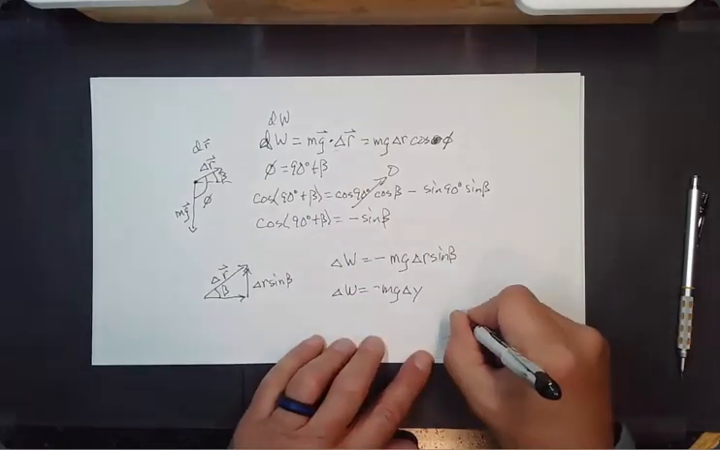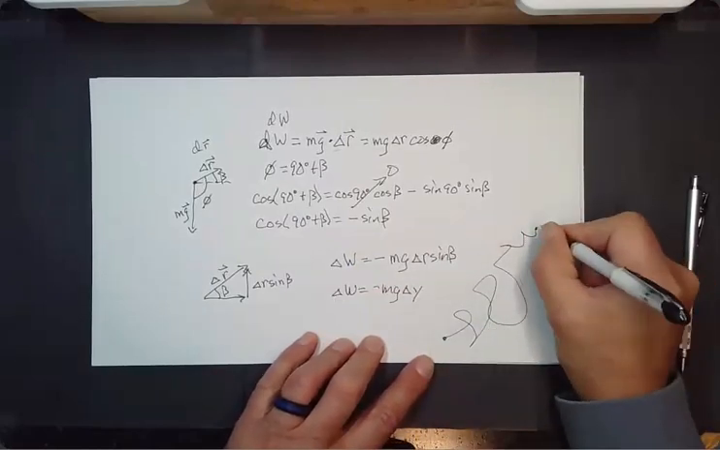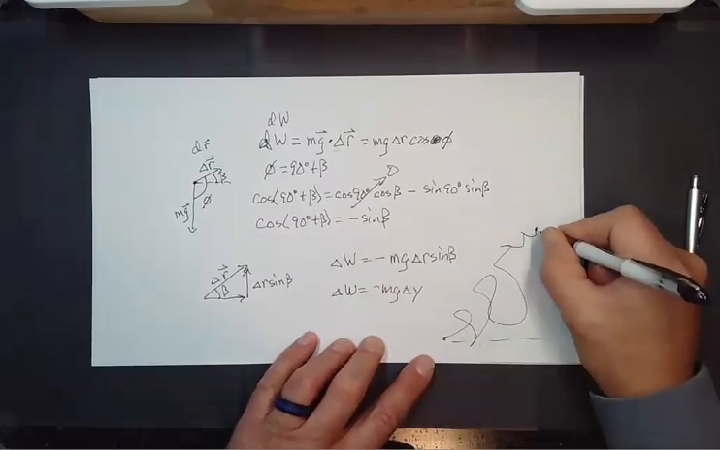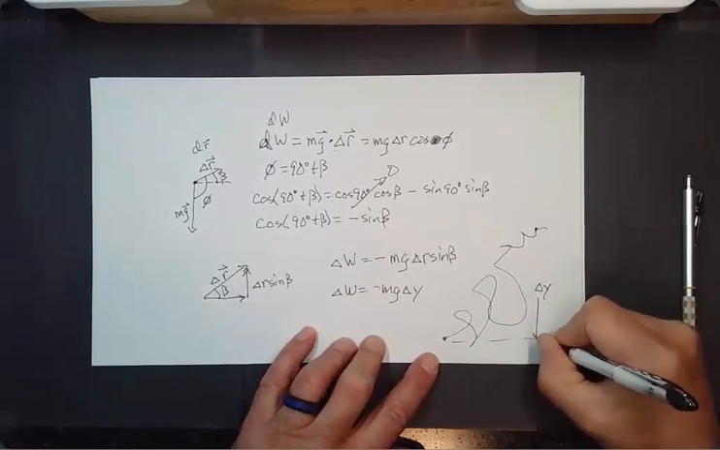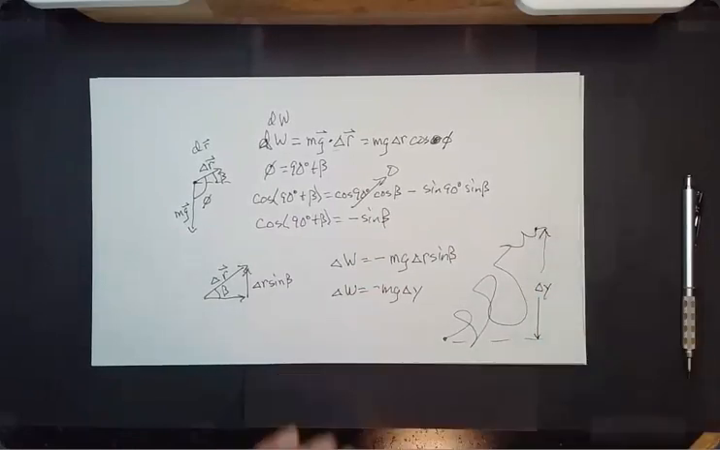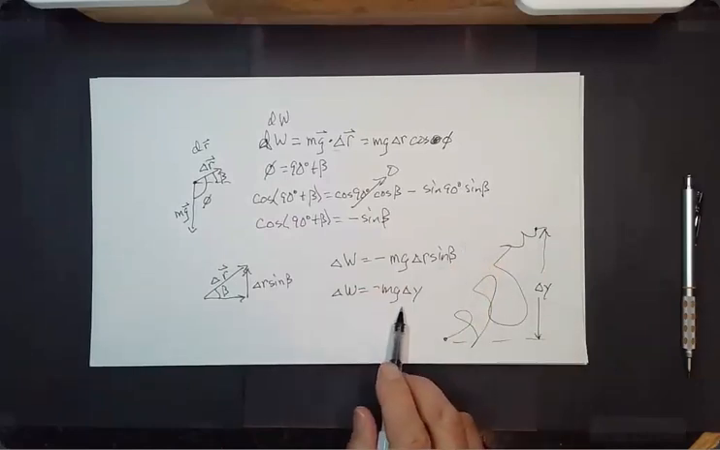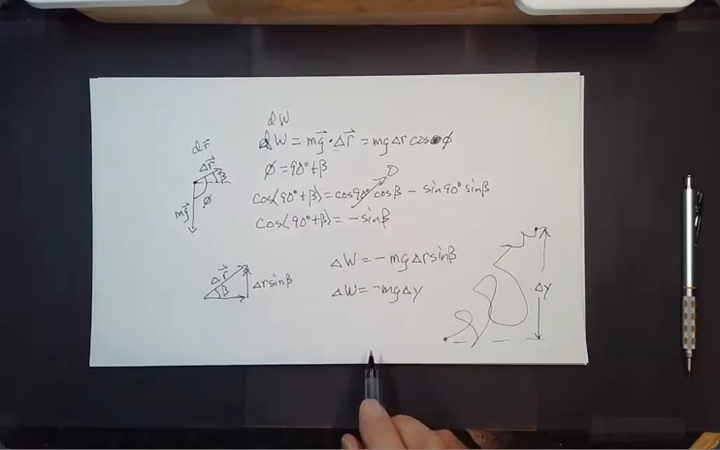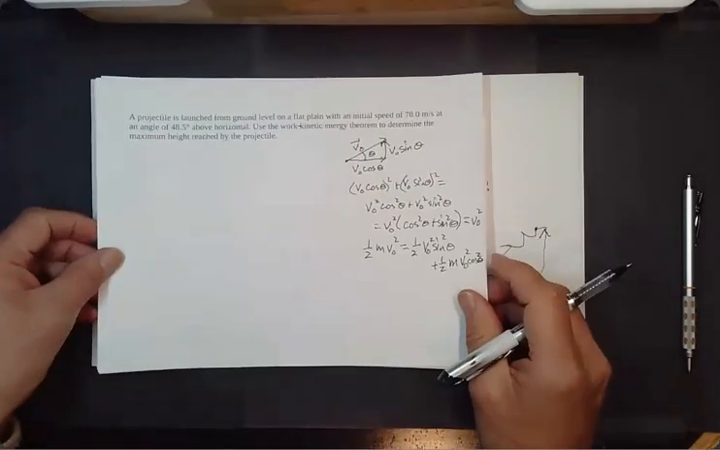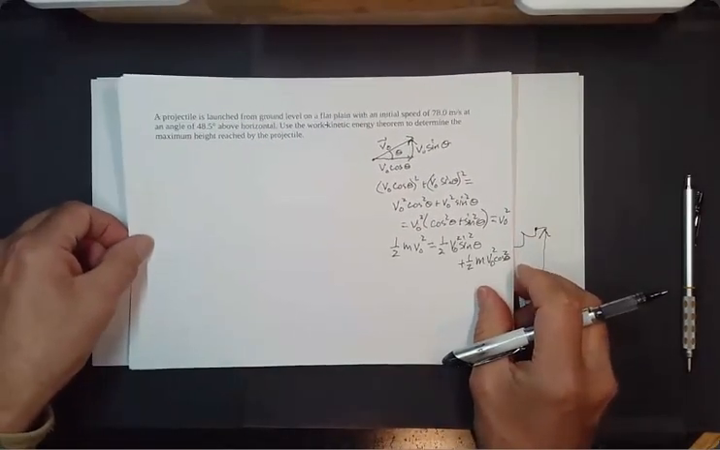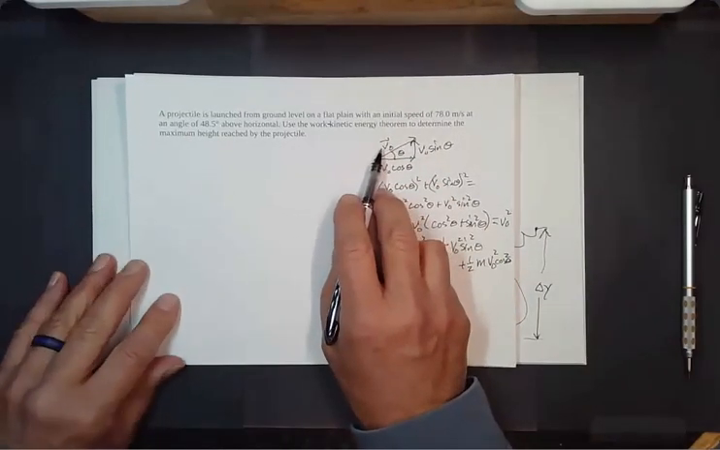You could have the thing doing loop-the-loops going all over the place, and it starts down here and ends up there. The only thing that matters for the total amount of work that's done is the difference in height between those 2 points. And if it's going upwards, the work that's done by gravity is going to be negative. So let's use that idea to solve this problem here that we started with. Work kinetic energy theorem to determine the maximum height reached by the projectile.